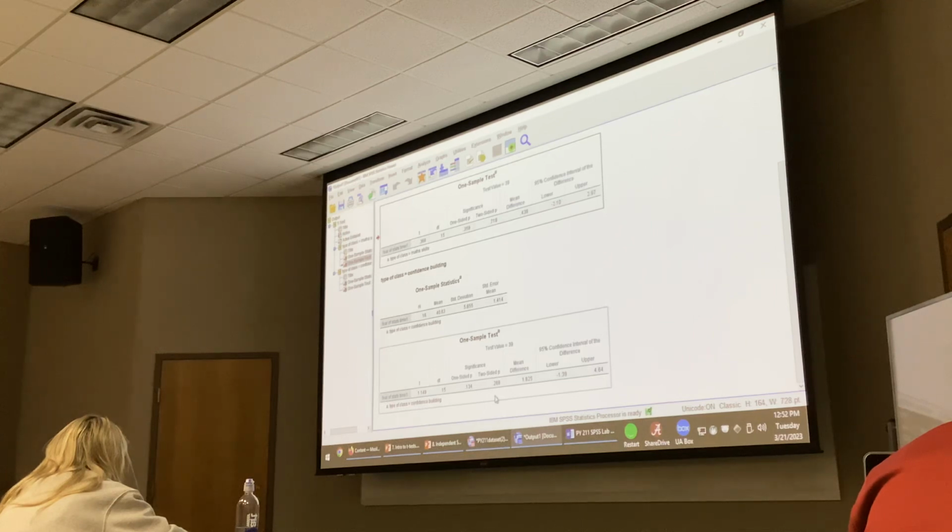Any other questions about the one sample t-test? One sample t-tests compare a sample mean to a population with a known mean but unknown variance. You have to know that population mean, and that's the value you plug in as the test value.